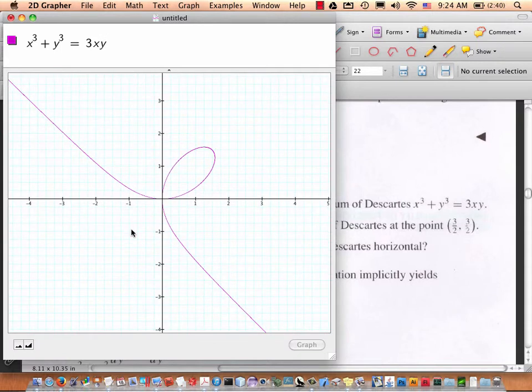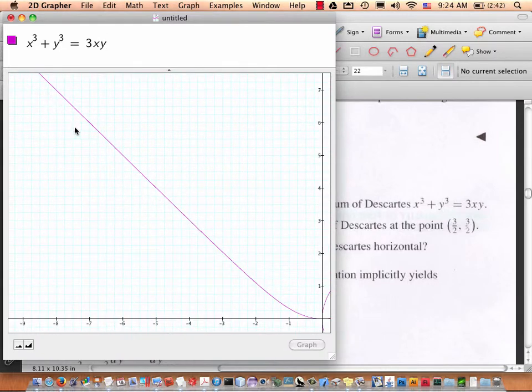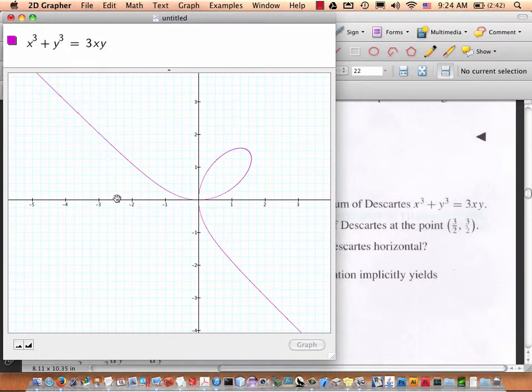This is the Folium of Descartes. What you're seeing are all the ordered pairs that satisfy the equation x cubed plus y cubed equals 3xy. Now, as you go out to negative infinity, it gets straighter and straighter, but somewhere, for some reason, around the origin, it does this loop-de-loop thing, and then goes back to approaching a straight line. Weird.